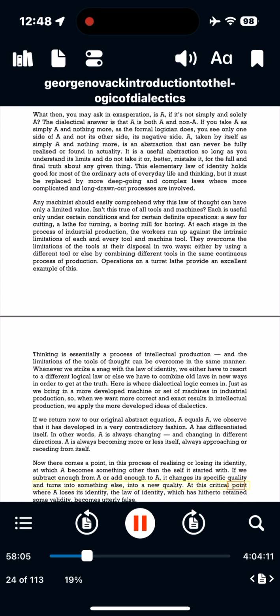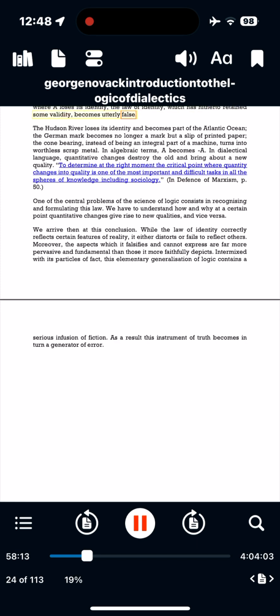At this critical point where A loses its identity, the law of identity, which has hitherto retained some validity, becomes utterly false. The Hudson River loses its identity and becomes part of the Atlantic Ocean. The German mark becomes no longer a mark but a slip of printed paper. The cone bearing, instead of being an integral part of a machine, turns into worthless scrap metal. In algebraic terms, A becomes non-A. In dialectical language, quantitative changes destroy the old and bring about a new quality.